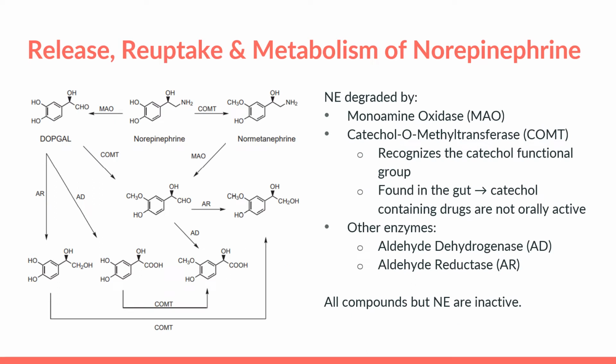We already talked about how monoamine oxidase, or MAO, is an enzyme that metabolizes norepinephrine, and this can be seen in the pathways presented in the diagram. Another pathway is through the enzyme catechol O-methyltransferase, or COMT. The COMT enzyme binds to the catechol functional group. It is found extensively in the gut, which may decrease the oral bioavailability of drugs with that functional group.